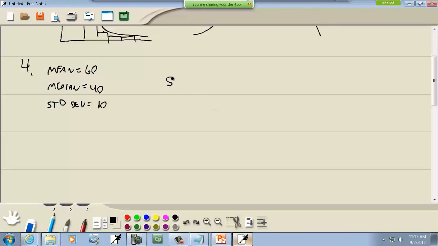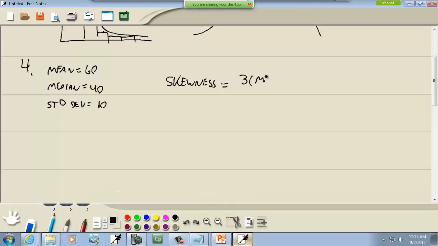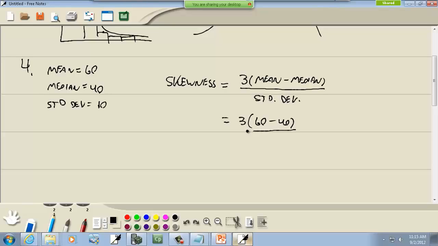Okay, so our skewness is equal to 3 times your mean minus the median, divided by standard deviation. So mean was 60 minus the median, which was 40, over standard deviation, which is 10. 60 minus 40 is 20, times 3 gives us 60, so we've got 60 over 10, or 6.